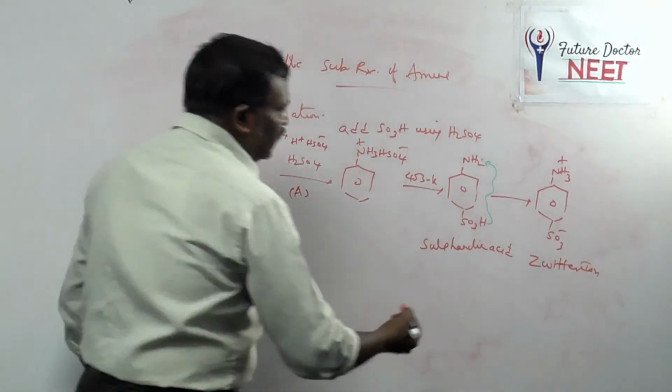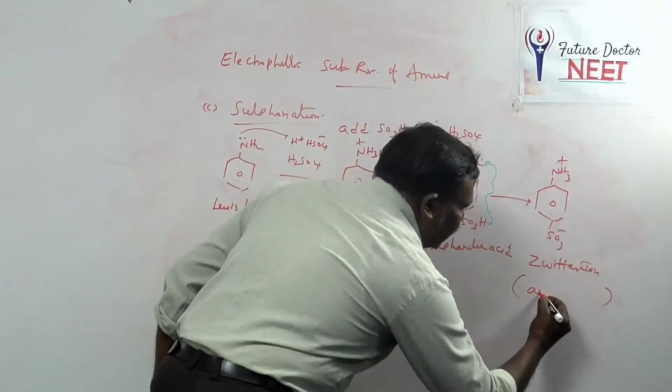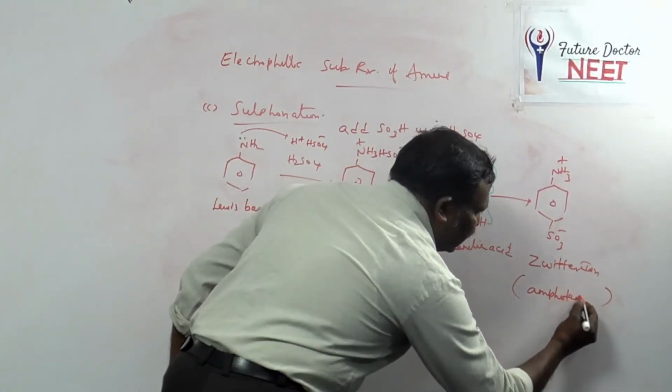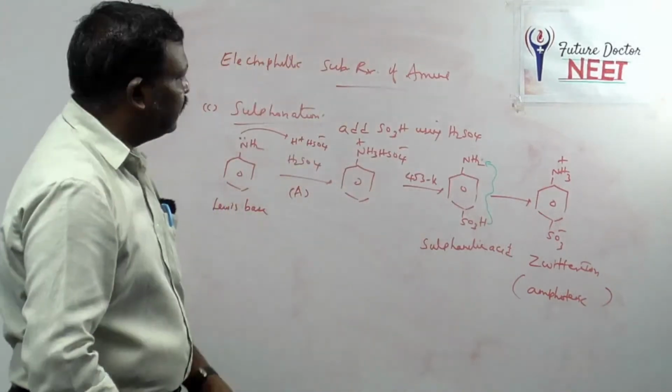Then only we can say what? It has acidic and basic character, no? Then only we can say what? Amphoteric. Are you following? It's called amphoteric character.